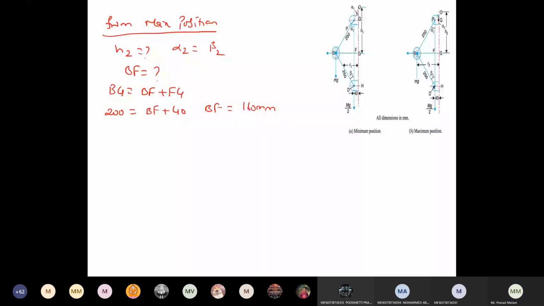Okay, we got one value, BF. Next, try to find out alpha 2, which is unknown. What is sin alpha 2 from the maximum position diagram? Can anyone answer? What is sin alpha 2? BF by BP. Sin alpha 2 is BF by BP. BF I found is 160 mm and BP is 250 mm. Get the alpha 2 value. What is alpha 2 value? We got 39.7, and someone has answered.